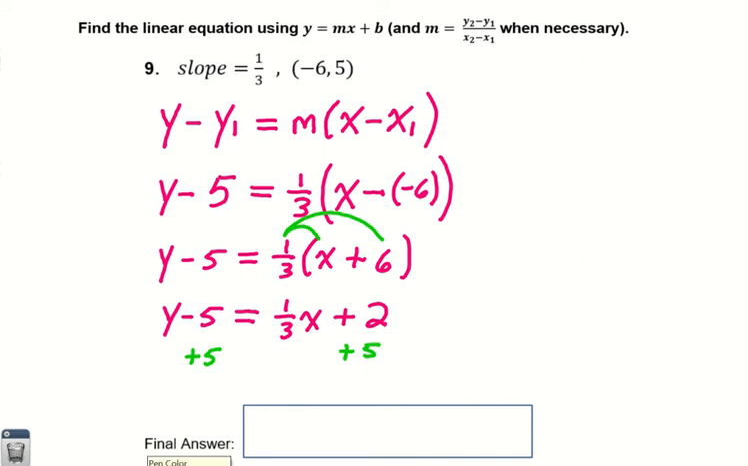So I'm just going to go right to my final answer box. Y is by itself. The other side is 1/3 x. And then +2 plus 5 is +7. And that's how that cookie crumbles.